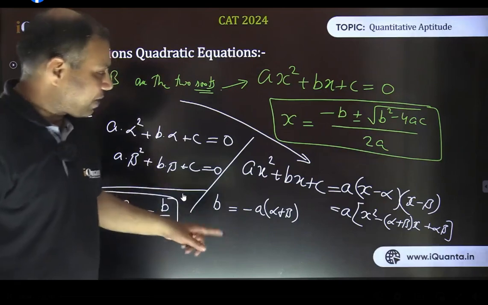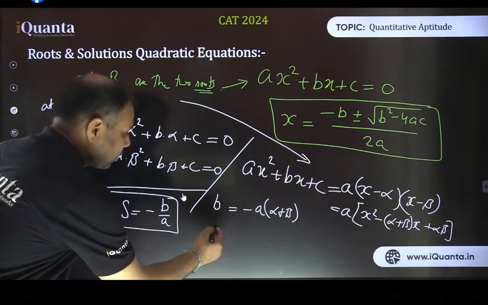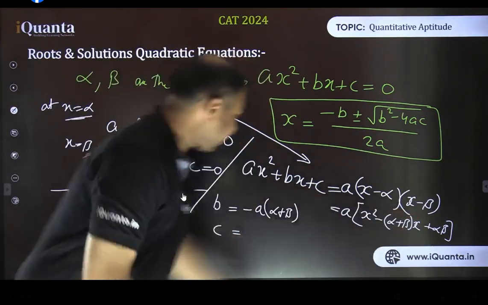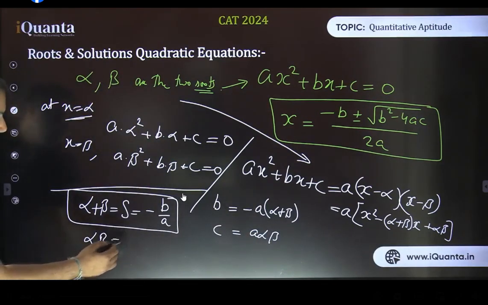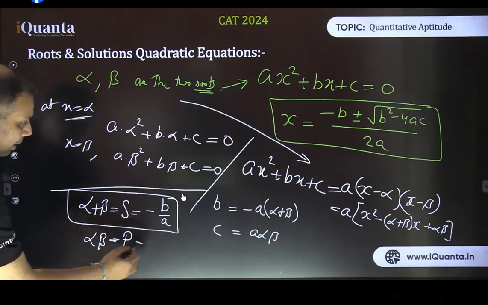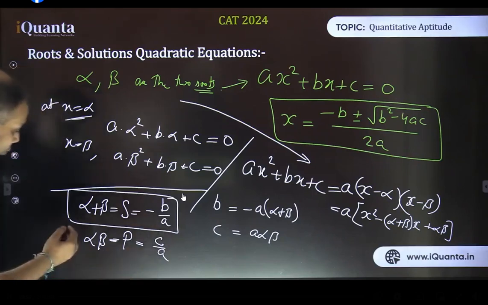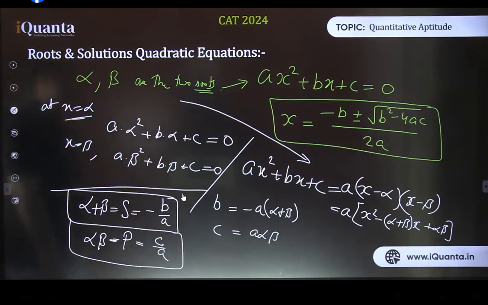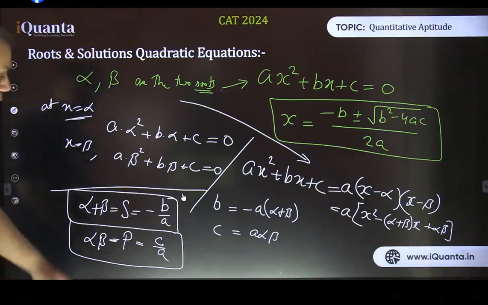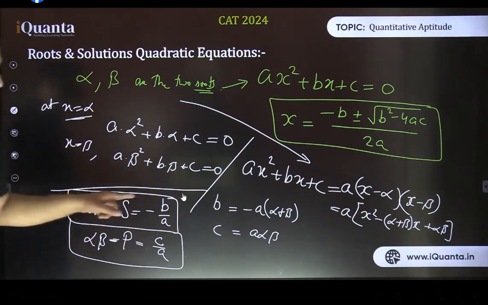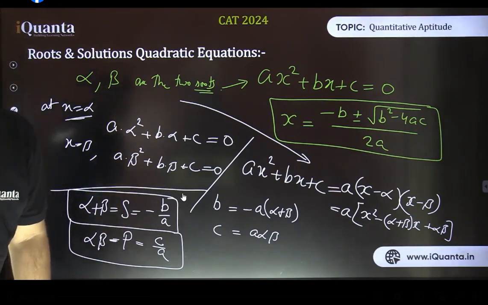Right? Now exactly the same way, if I equate the constant term, on the left hand side the constant term is c, and on the right hand side it is a times alpha beta. This gives us that the product of the two roots, alpha into beta, which we can write as p, is nothing but c by a. This is the important part which we are going to use a lot of times. The product of the roots is c by a, the sum of the roots is negative of b by a.